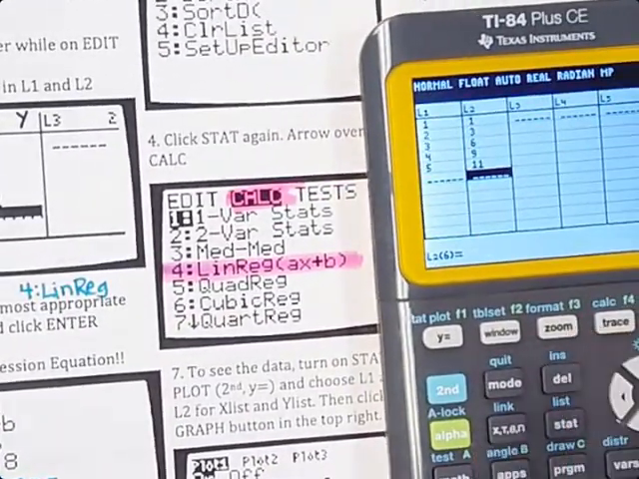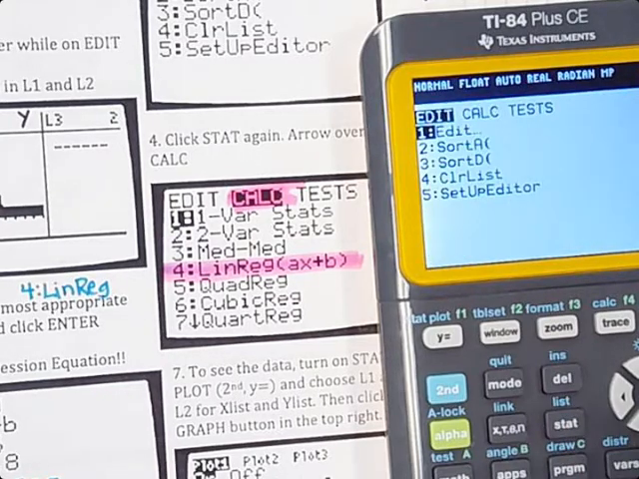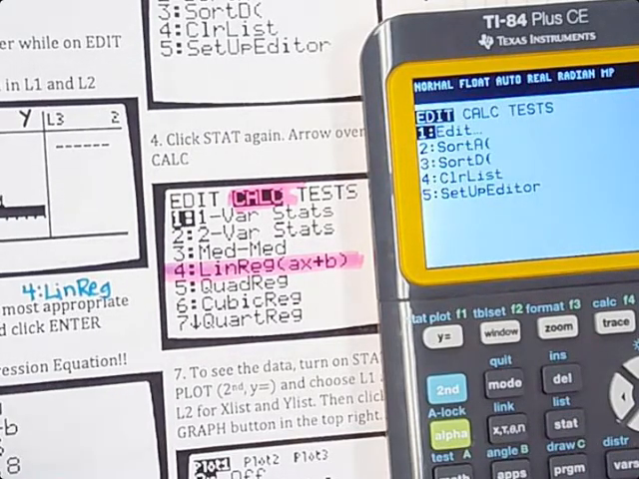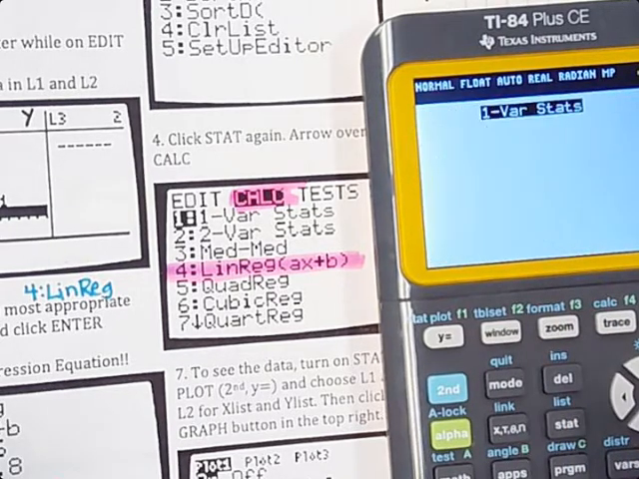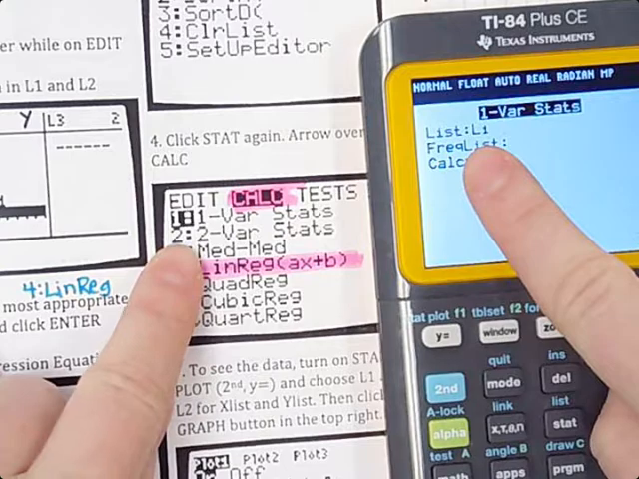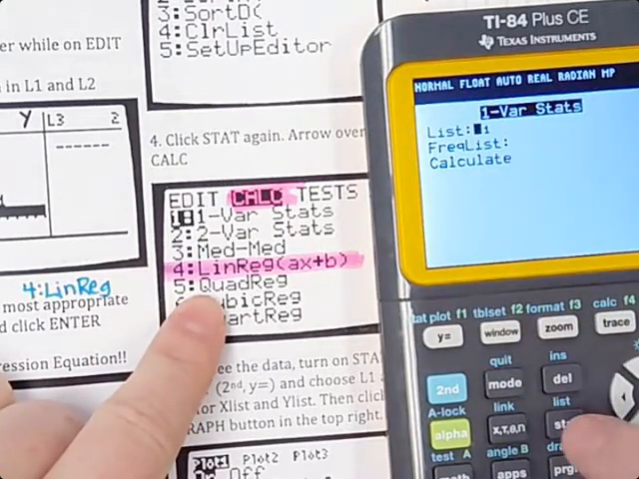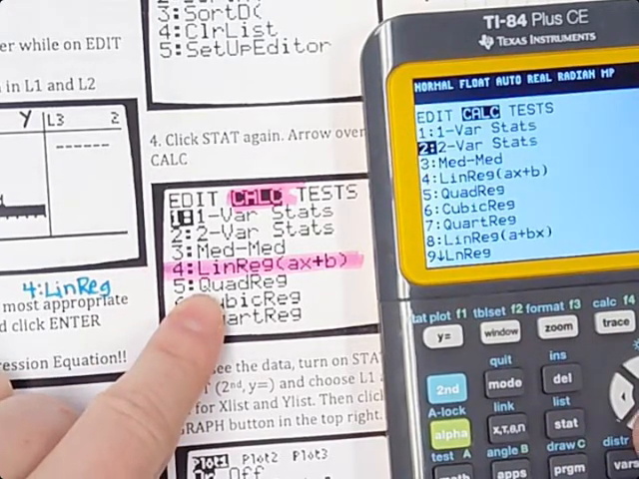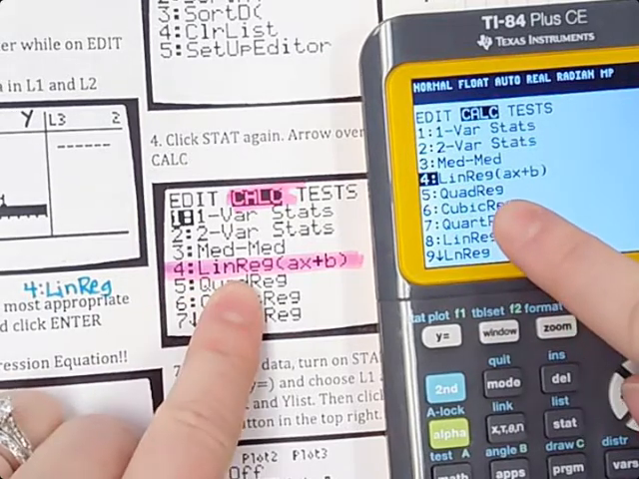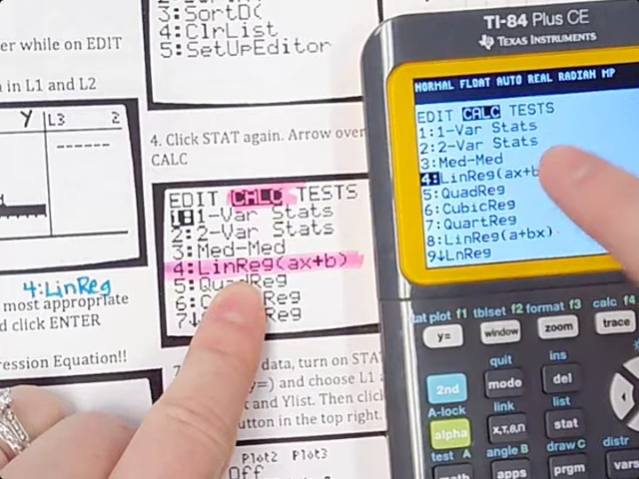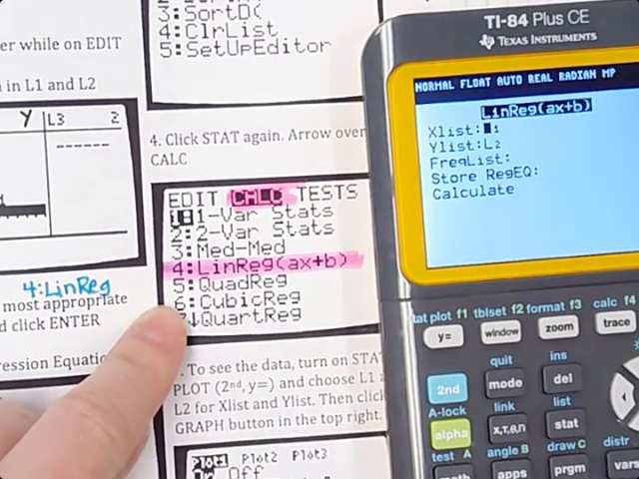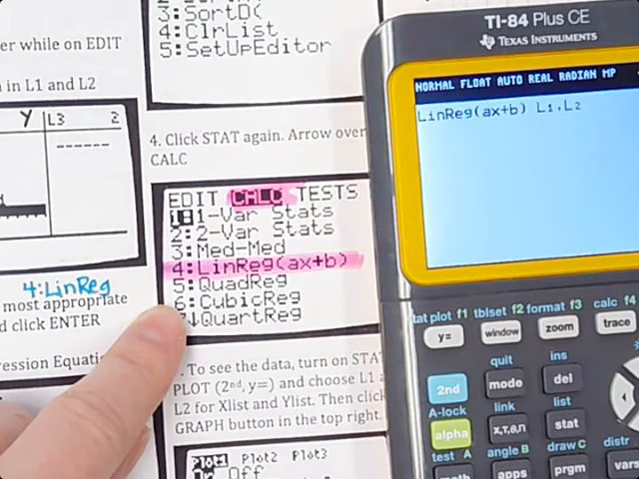Okay, the next step says click stat again. This time we are going to calculate something. So we're going to go over to calc. And it says, hold on, I did the wrong one. Calc, and I want to do linear regression, ax plus b. So that's where we're going to get an a, which is our slope, and b, our y-intercept. Push enter, and then enter to calculate.